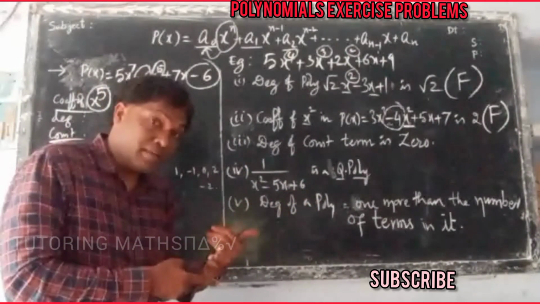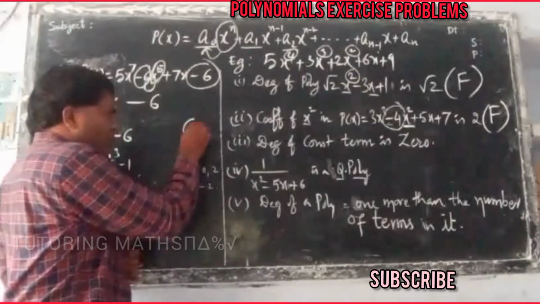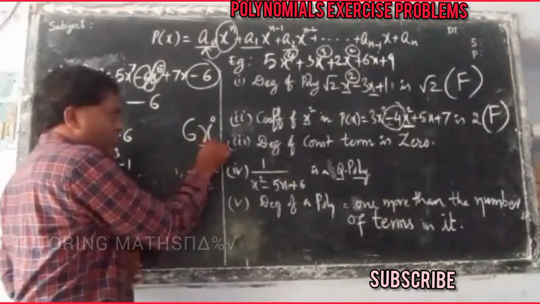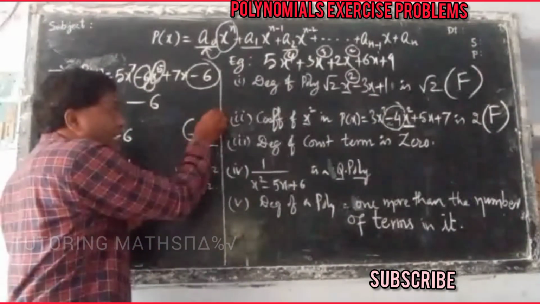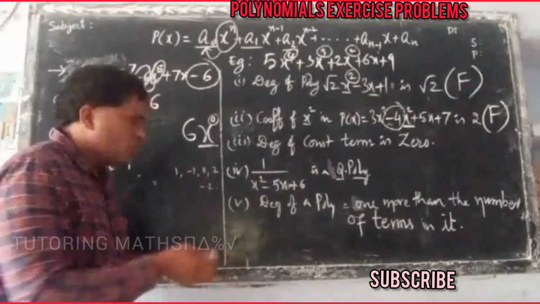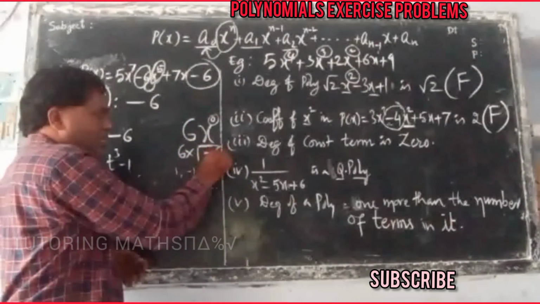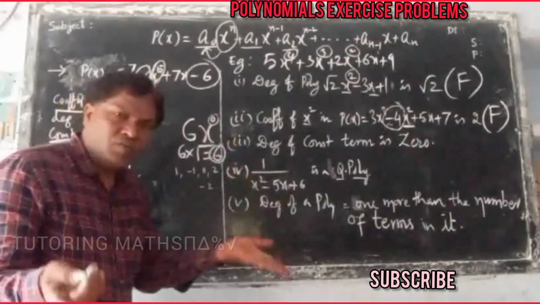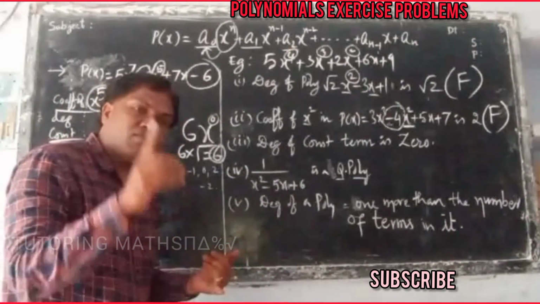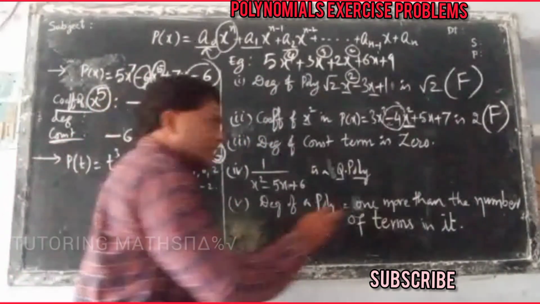Numbers, no variable. For example, 6 is the number. There is no variable. Means x to the power of 0. Indirectly, there will be x power 0. Means what is the degree? 0. 6 into x power 0 is 1. That is 6. Means the degree of 6 is 0. So therefore, the degree of constant terms are always 0. It's absolutely true.